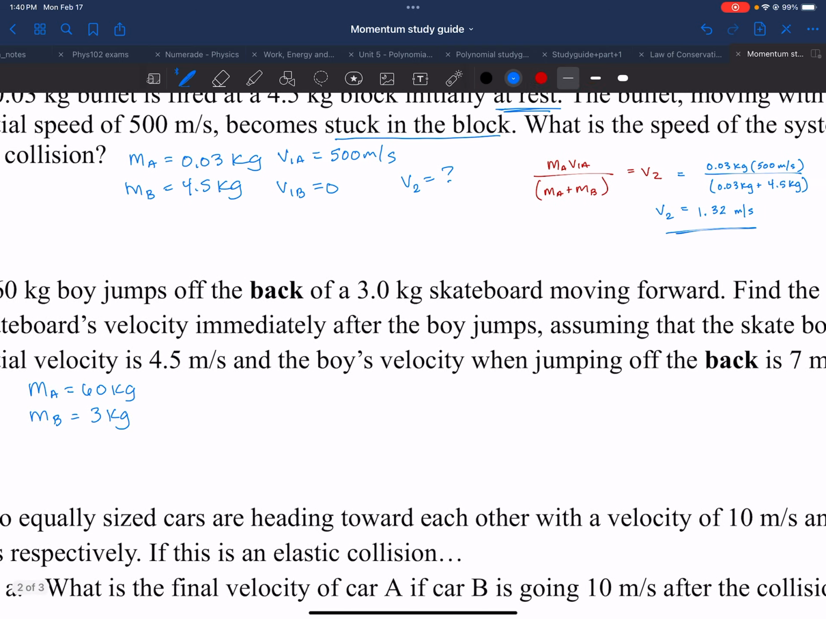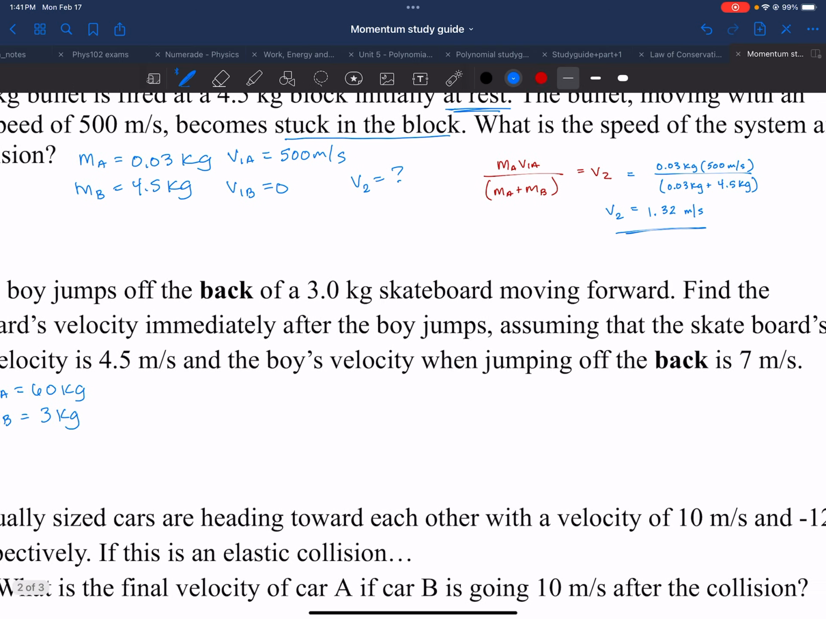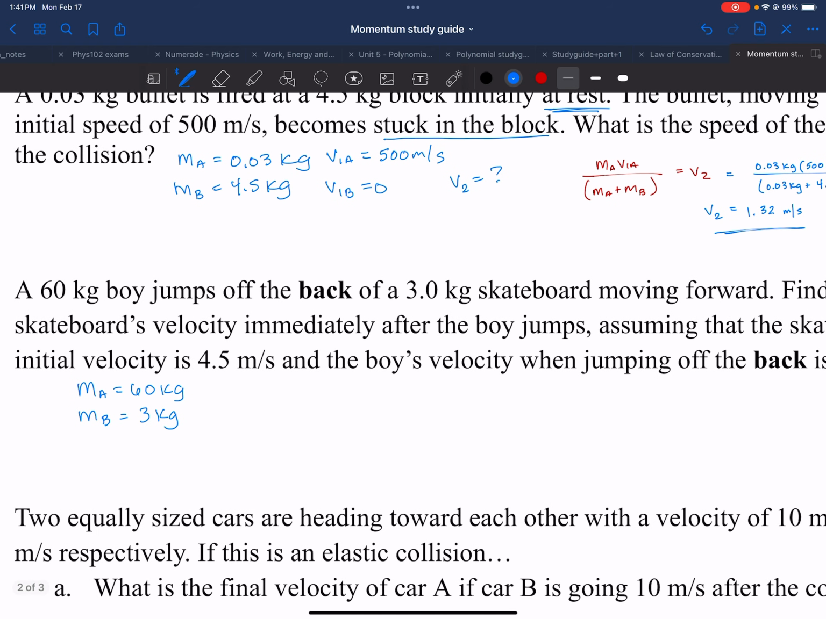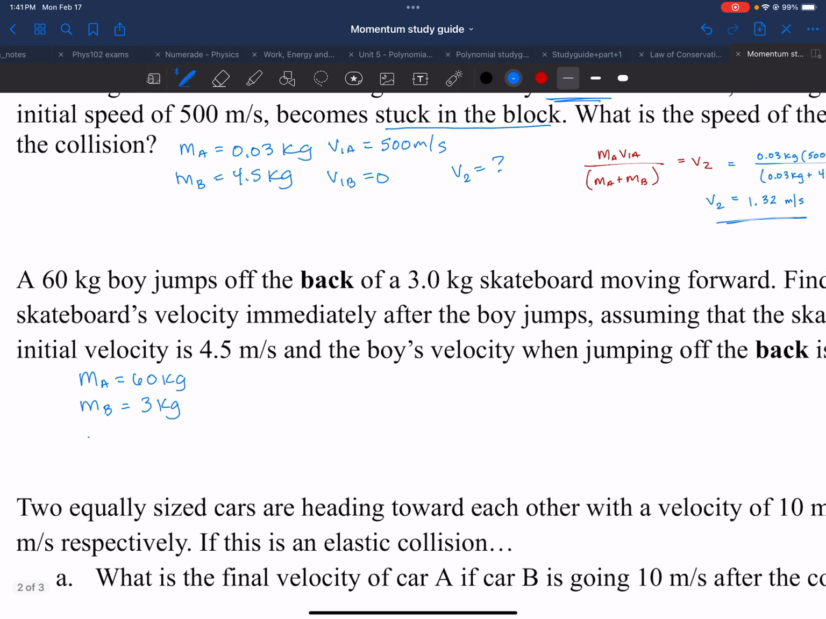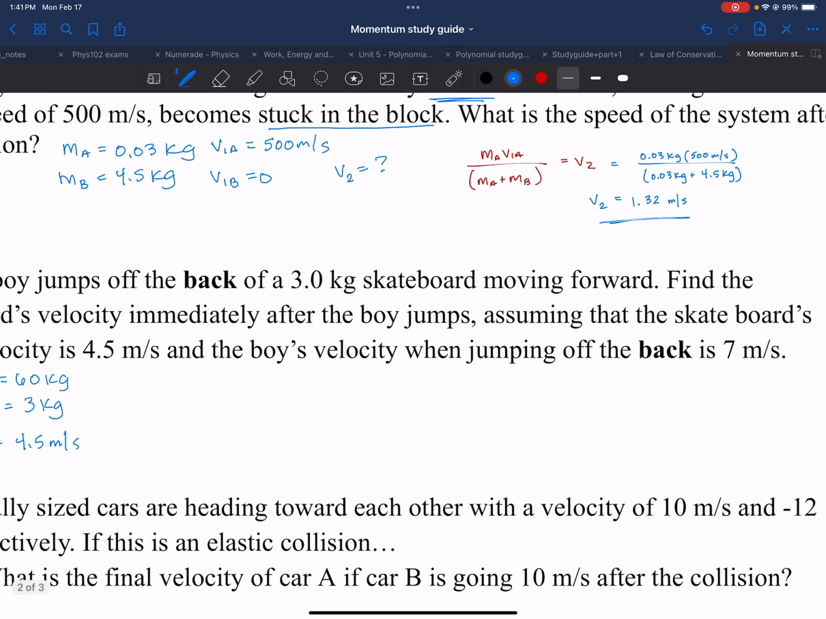Find the skateboard's velocity immediately after the boy jumps, assuming that the skateboard's initial velocity, so V1, is 4.5 meters per second. That's pretty quick. And the boy's velocity when jumping off the back is 7 meters per second.